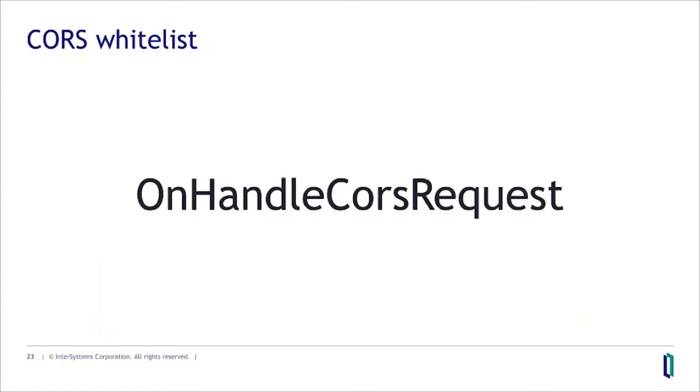So if you want to set up a whitelist, only allow certain origins to come in, you need to override this method, onHandleCORSRequest, and then check the origin and set your whitelist accordingly. So this is something you definitely want to educate yourself about. It's very important if you're writing REST services aimed at web applications.